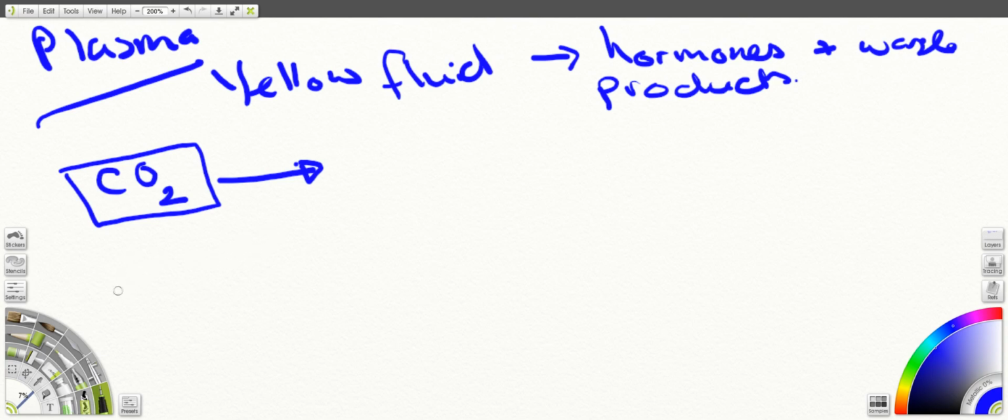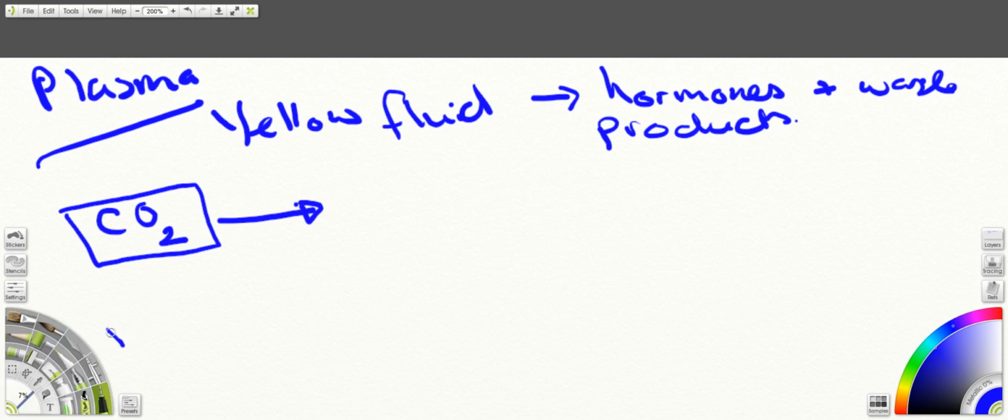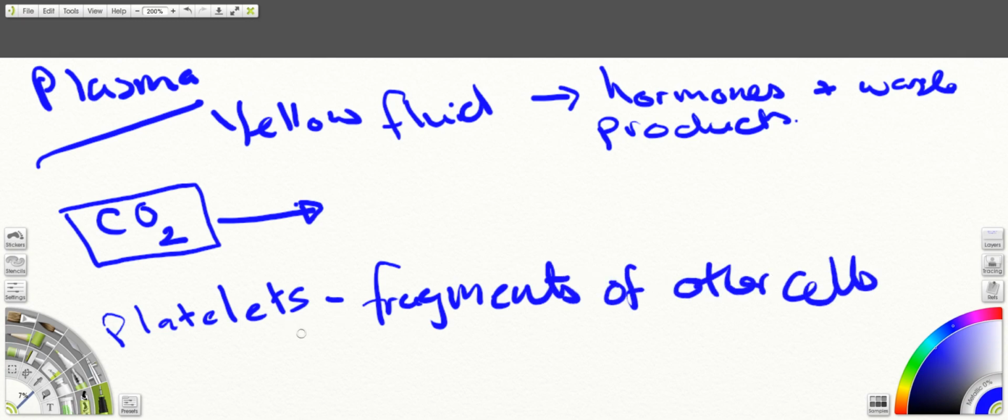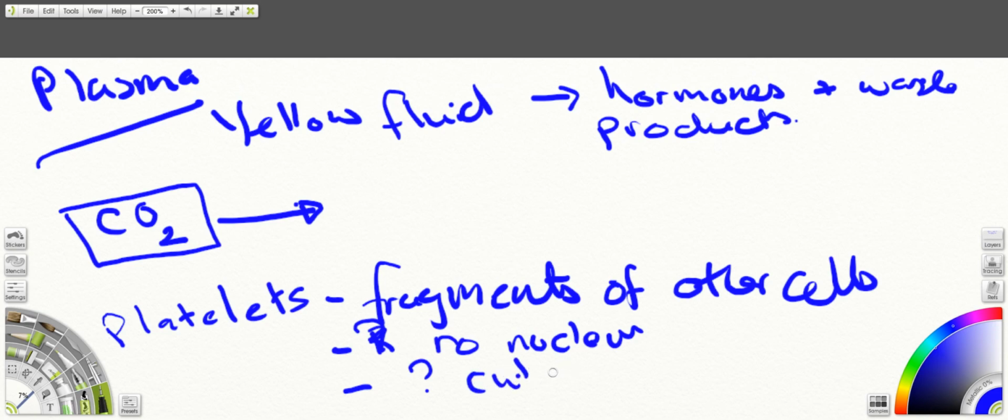Next, we've got platelets. These are fragments of other cells. And just like the red blood cells, it does not have a nucleus. The question becomes, well, what's the job? The job is, when you have a cut, this will come and cover up the cut and form a scab, so that pathogens cannot enter.